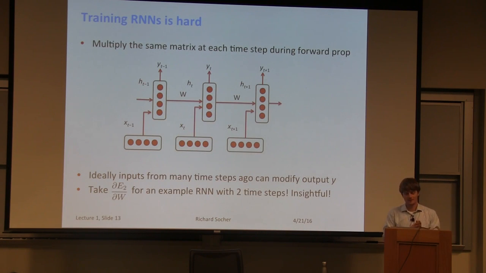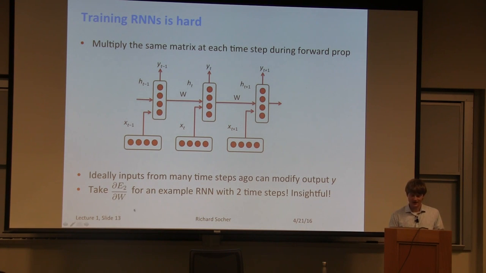Okay, so now the main problem with RNNs is that while in theory they should capture all the information of the previous time steps, the fact of the matter is that it's actually really hard to train them to be able to do that. And the main problem comes also from its main strength, which is that we're multiplying the same matrix at each time step during the forward propagation. So we're asking this simple linear transformation plus these nonlinearities to change the state a lot based on any single word that's coming in. And we're hoping that inputs from many, many time steps ago can still change this despite applying the same transformation at each time step.